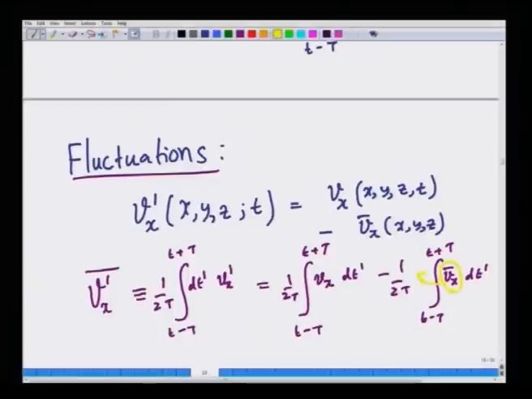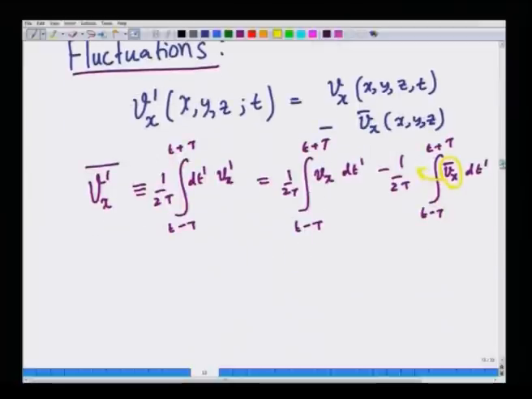So, we can pull it outside the integral. Okay. So, the first thing will exactly give you v bar x, and the second thing will also give you v bar x, because once you pull it outside the integral, this becomes simply 2T divided by 2T. So, v bar x minus v bar x is 0.